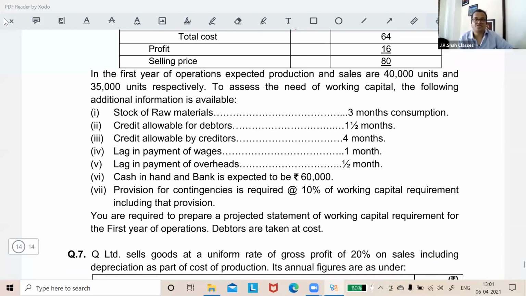Okay. See, in the first year, expected production is 40,000 and the sales is 35,000. So that means there's 5,000 of finished goods stock, right? Okay. And then provision for contingencies is required as 10% of the working capital requirement, including that provision. 10% of what, guys? Of total working capital. Did you understand?